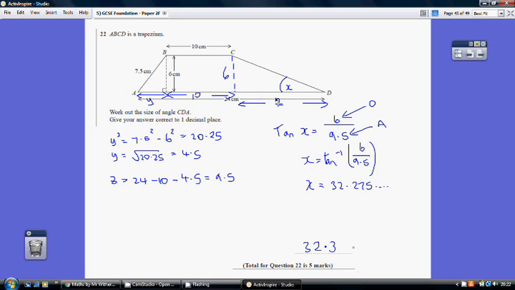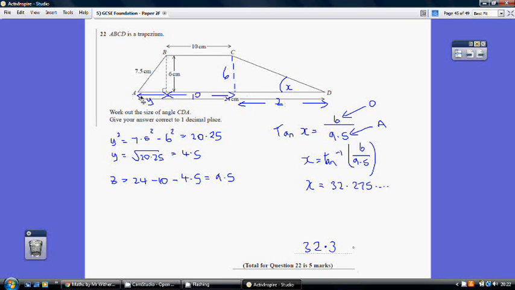Because once we know these two sides, we can then use trigonometry to work out the angle. Now, what I know is I know the whole length from A to D is 24. I know this length here must be 10, but this is the same as BC. So if I can work out this little length here, which I'm going to call Y, then I can easily work out what Z is, because the three lengths together add up to 24.